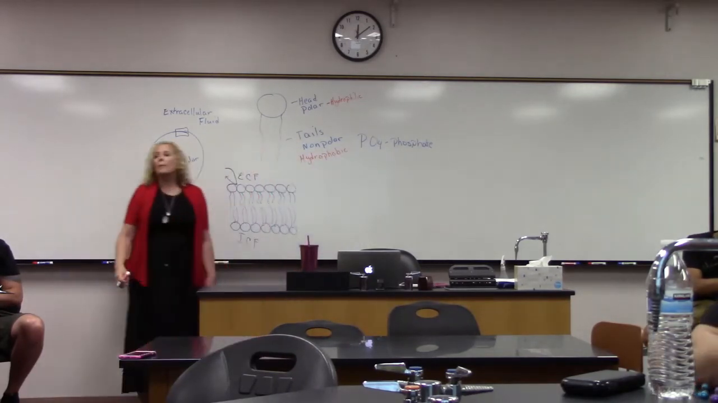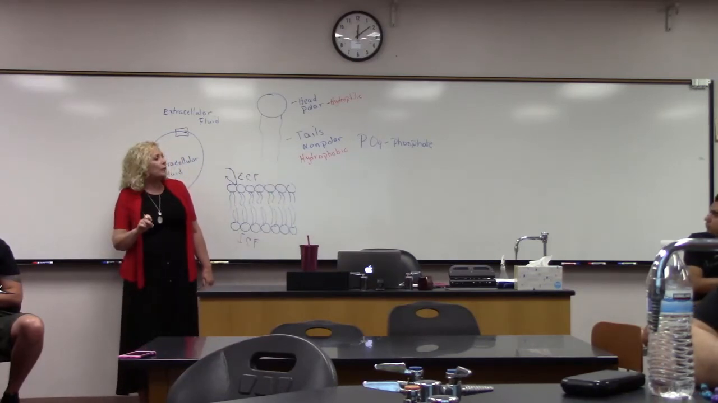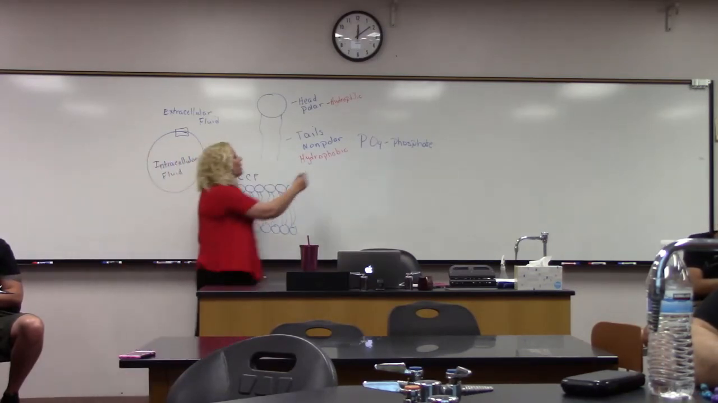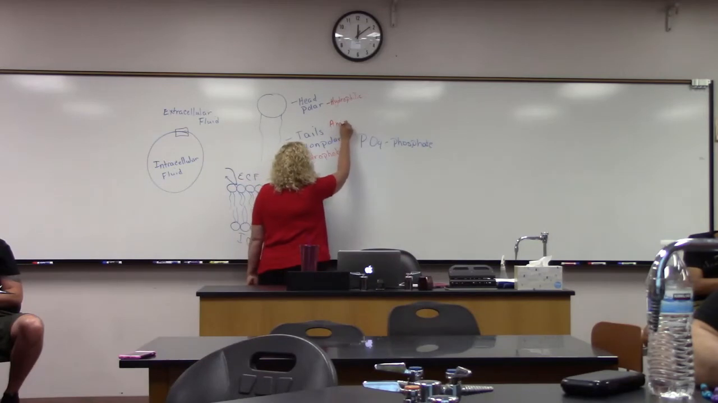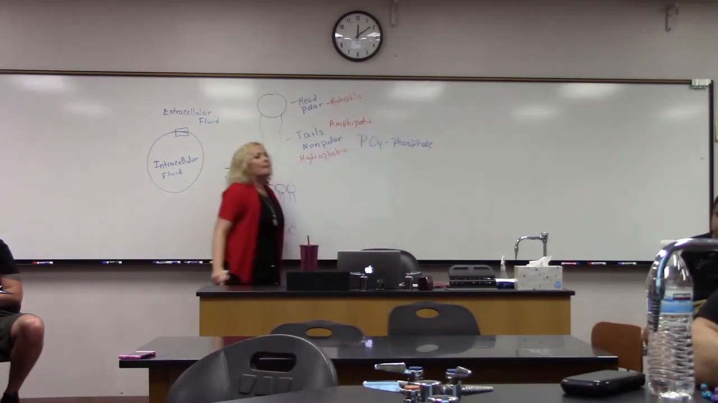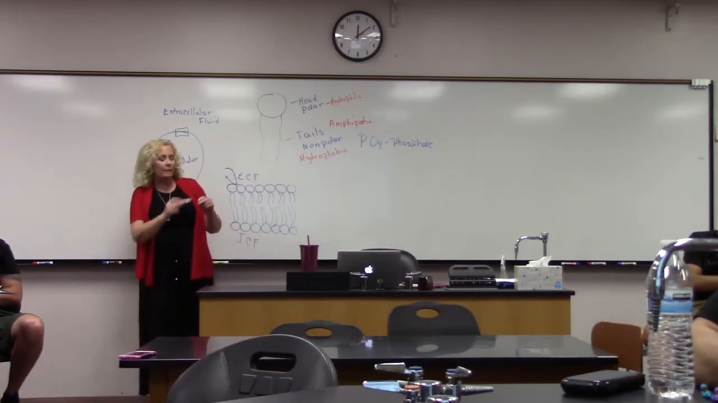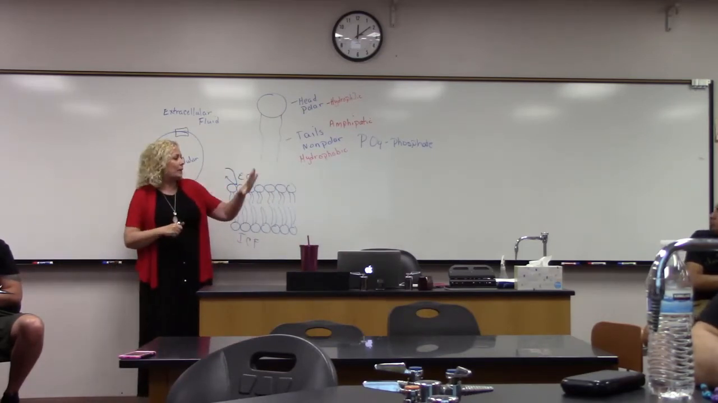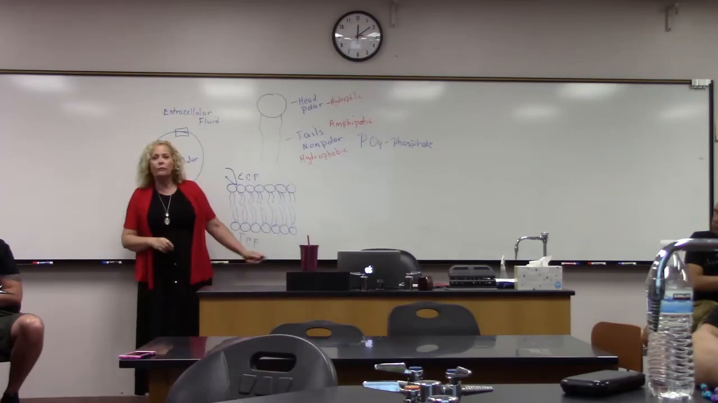Anytime we have a chemical that is both hydrophilic and hydrophobic, we call this amphipathic. Okay? So amphipathic means that we have this chemical that has a bit of hydrophilic and a bit of hydrophobic to it.